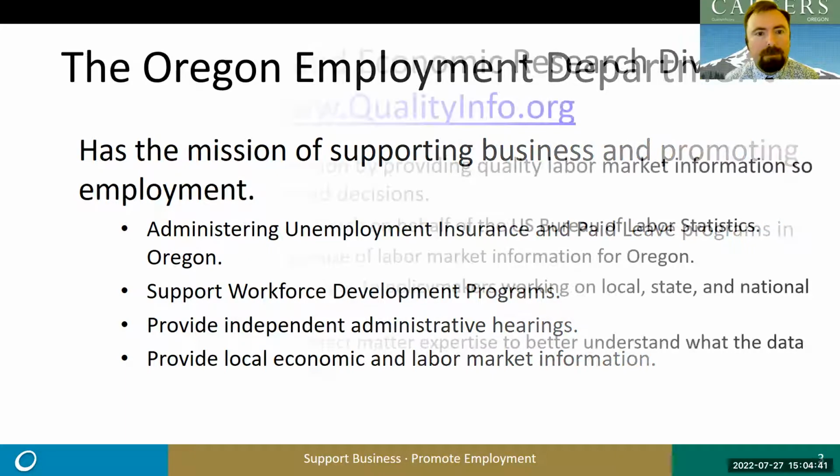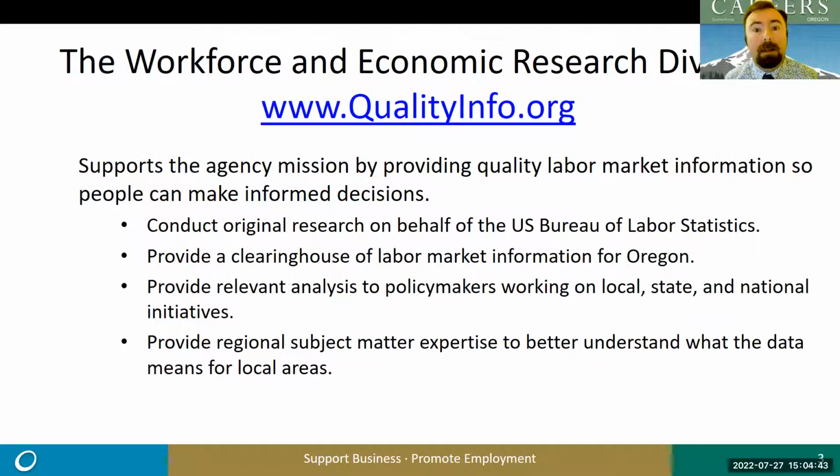The Research Division has the mission of providing Oregon and Oregon's population quality labor market information so that they can make informed decisions. And that essentially is the crux of what we are trying to do with our website, qualityinfo.org, and the various tools that we'll be talking about today.